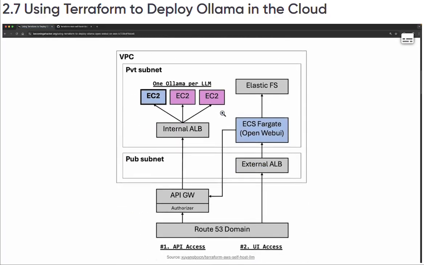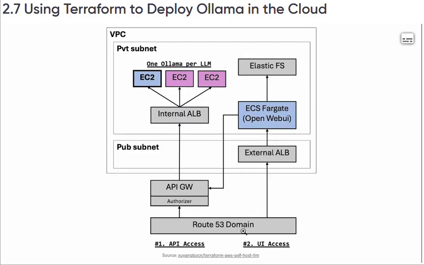So the deployment architecture looks like this, and this is actually in the GitHub repository that I have linked in there, where you have different EC2 instances, a private and a public subnet, and then you have the ability to run Open Web UI in an ECS Fargate implementation. And then, of course, you can take advantage of Route 53 for domain tasks, or DNS tasks and so on.